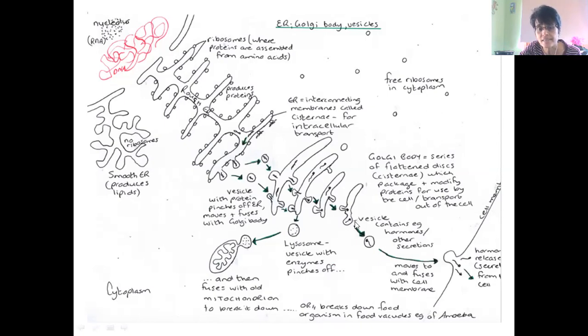You can see that vesicle is broken off and it moves to the cell membrane and fuses with the membrane, because remember it's a fluid mosaic, the membrane can change and join. And then those hormones, it's just a bit cut off over here, are released or secreted from the cell at the cell membrane. That's the story of how ER, Golgi body, and vesicles work together so that your cells can produce, use, or secrete different proteins.